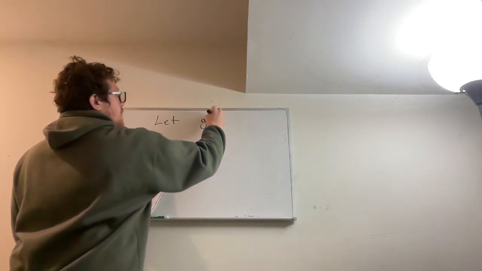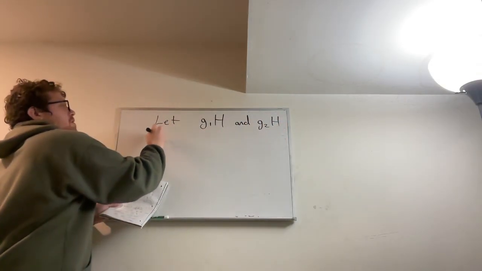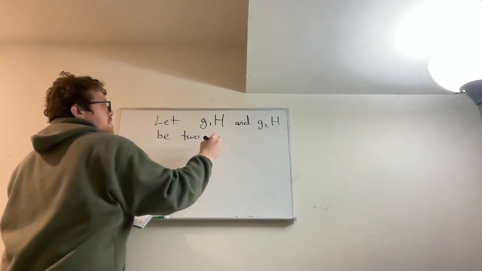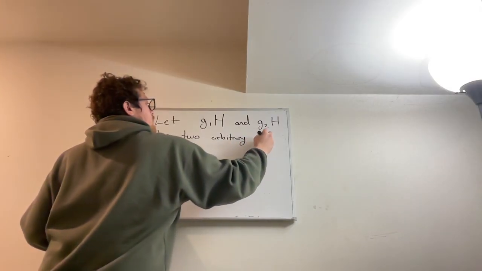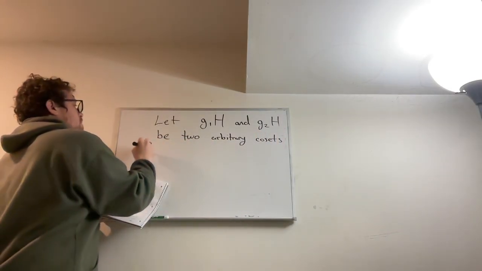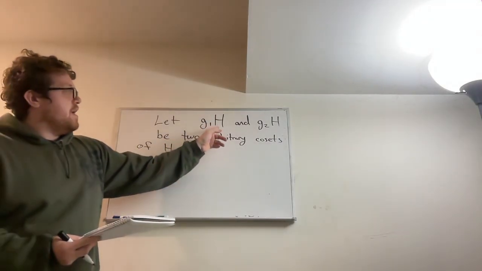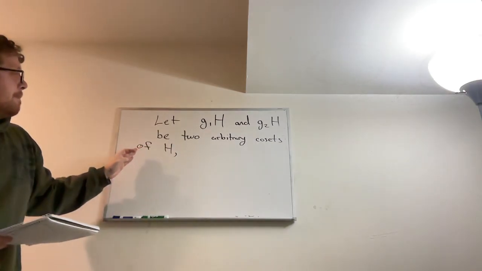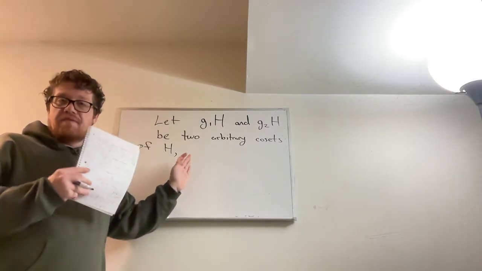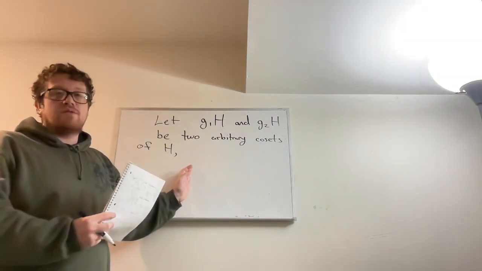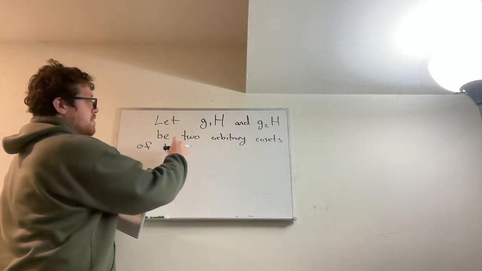Let G1H and G2H be two arbitrary cosets. If I pick two cosets of H, G1H and G2H, we want to show that their cardinalities are the same. By definition, that means there's a bijection between the two sets, which is, of course, one-to-one and onto. So I'm just going to explicitly define what that map is.